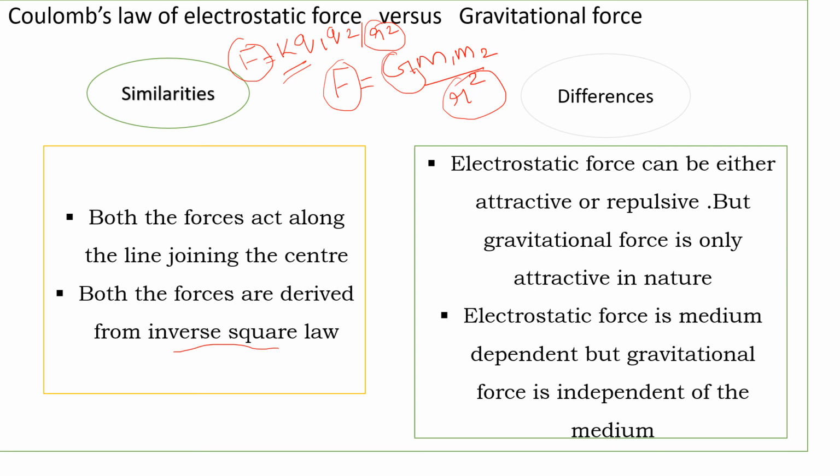And the differences are that the electrostatic force can be either attractive or repulsive, but the gravitational force is only attractive in nature. And the second difference is that the electrostatic force is medium dependent, but the gravitational force is independent of the medium. And these are the similarities and the differences of electrostatic force and gravitational force.